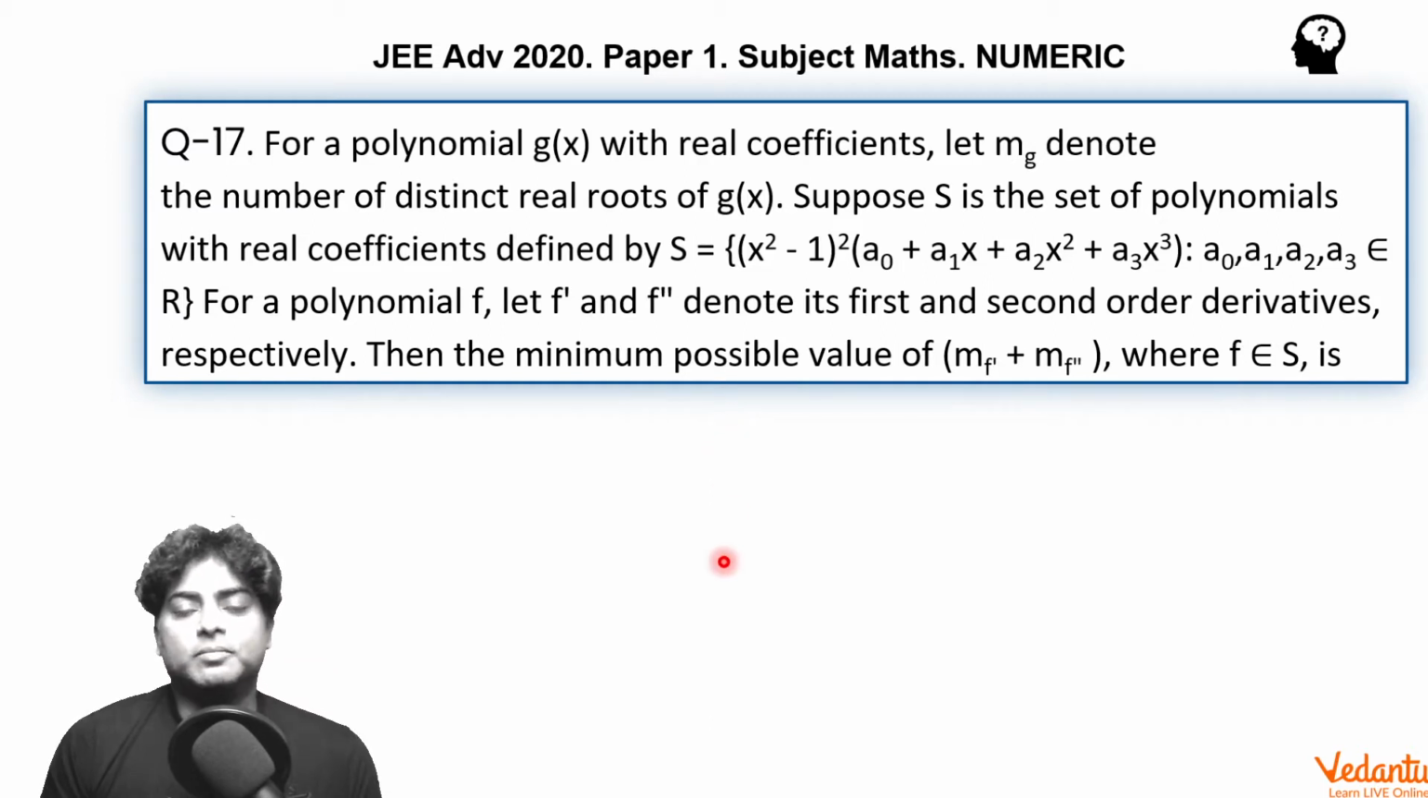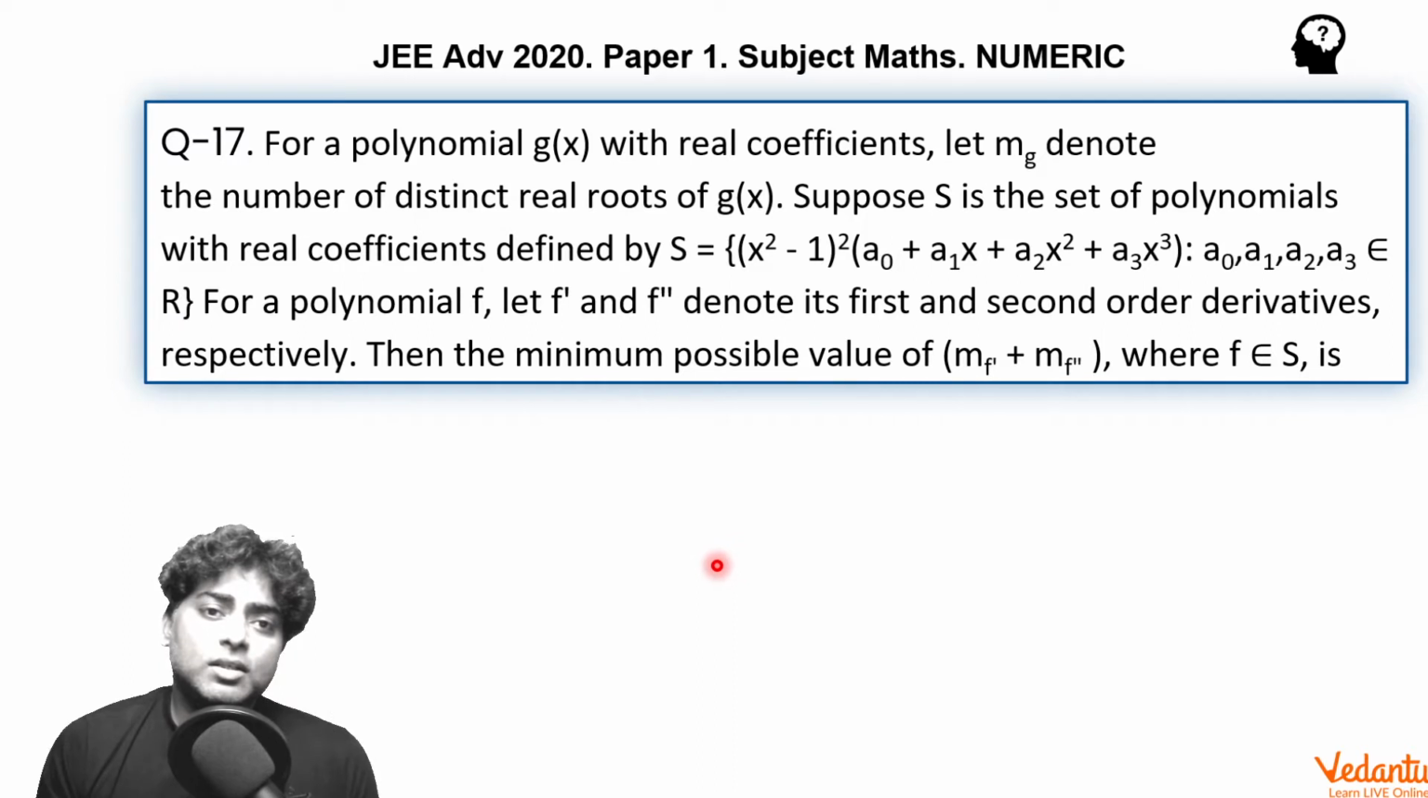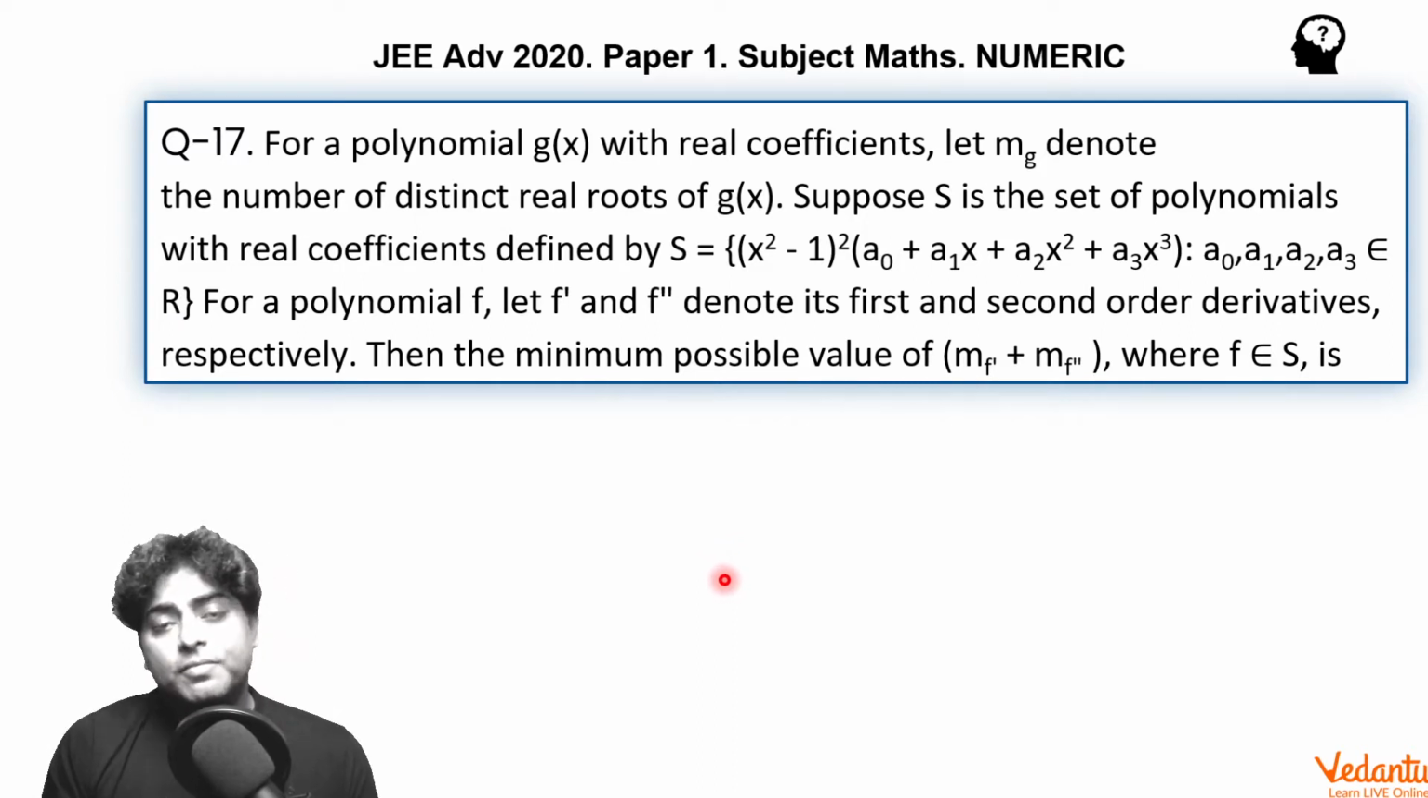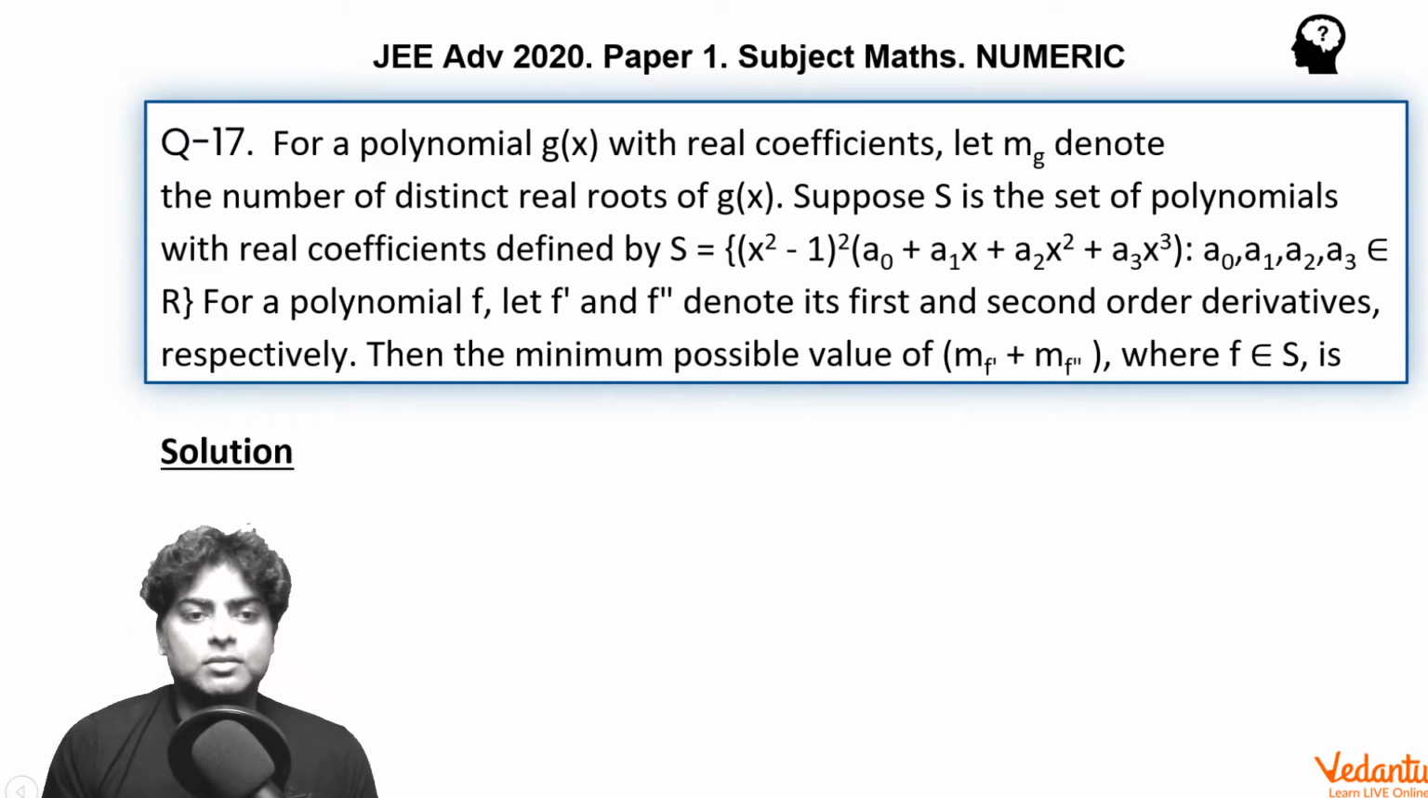According to Rolle's theorem, which says that between any two roots of a differentiable function f(x), there exists at least one root of its first derivative, f dash. So in order to ensure the minimum number of distinct real roots of f dash and f double dash, we'll have to ensure the minimum distinct roots of f(x). See how can we think over it.